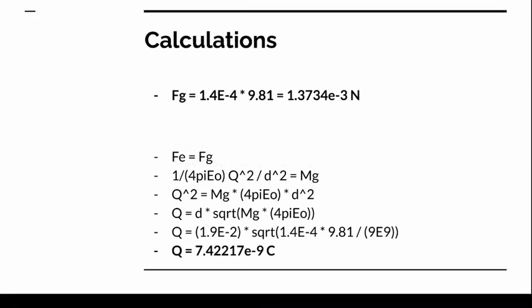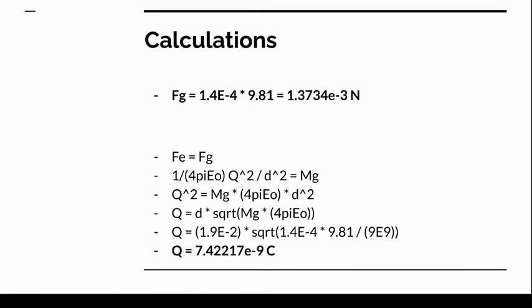Using the collected data, the following calculations were made. The gravitational force acting on tape A would be the mass times the gravity, which was equal to 1.4 times 10 to the negative 4 times 9.81, which gave 1.373 times 10 to the negative 3 newtons.